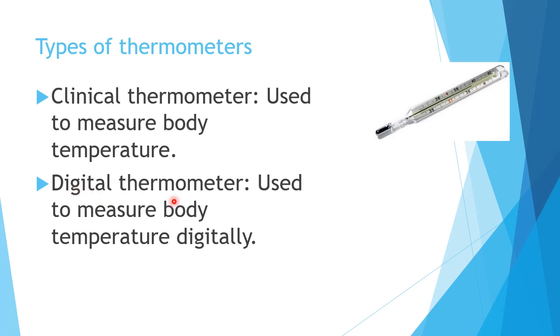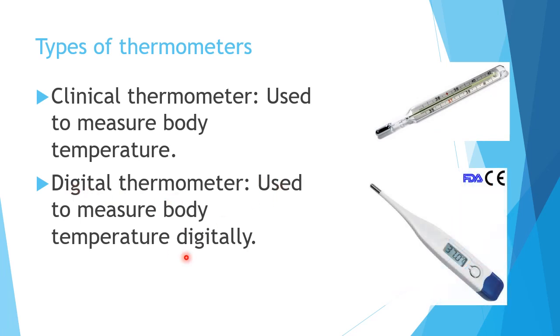And then digital thermometer. Ini yang kamu biasa guna kali. Digital thermometer is used to measure body temperature digitally. So these aren't the only types. Ada lagi more types. Ada digital thermometer yang guna laser ataupun infrared thermometer. So these aren't the only types, tapi these are the ones yang teacher introduce saja.